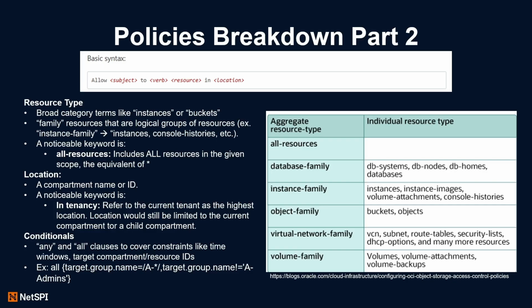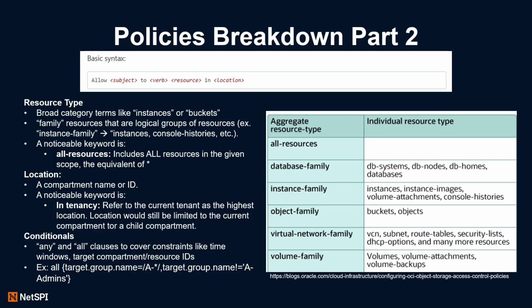And then location, so like allow Scott to manage instances in where, right? Can he manage instances in compartment A? Can he manage instances in compartment B? The whole tenant? This is where these permissions scope to. So location is usually a compartment name or ID. A noticeable keyword, again, is in tenancy. If you ever see a statement that says in tenancy, that's just a shortcut to basically say the entire tenant.